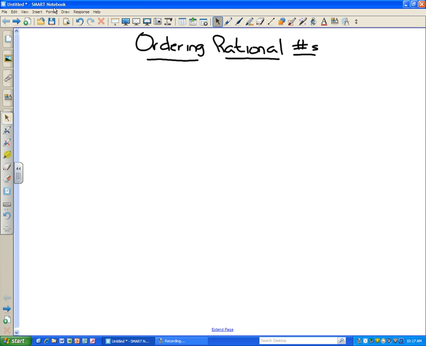Now we're going to talk about ordering rational numbers. But first we have to know what a rational number is. A rational number is any number that can be written as a fraction.